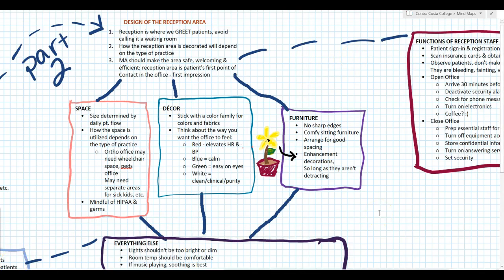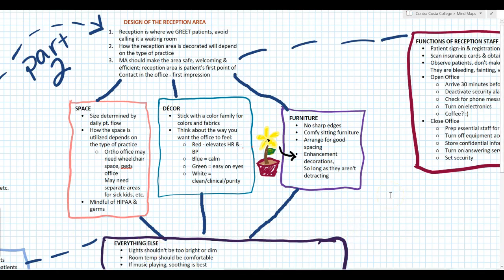When designing the office reception area, we want to think about space, and the size of the space is going to be determined by the number of patients seen in the office every day, so the daily patient flow. How the space is used is going to depend on the type of practice. For example, an orthopedic office may need wheelchair space, and a pediatric office may need separate areas for sick kids versus healthy kids. We also want to have enough space that we are aware of privacy issues and protective of patients' protected health information, and also germs. We don't want people crammed in there like sardines so that coughing patients can just spread germs all over the place.